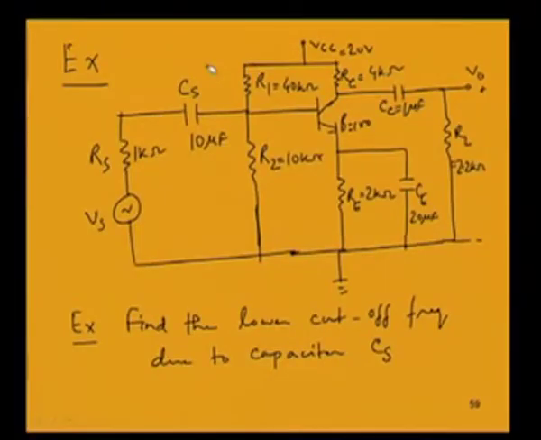So let us try one problem for finding out the lower cutoff frequency due to the capacitance Cs alone, as shown in this figure. So in this example we will be finding out the lower cutoff frequency due to the capacitor Cs alone. For solving this example we have to first of all draw the small signal model for this transistor amplifier.